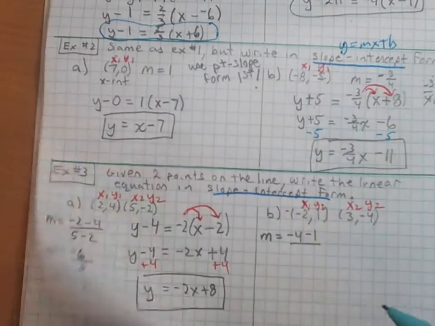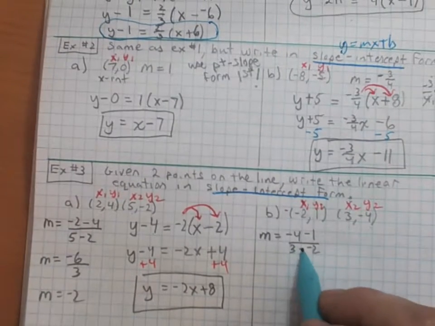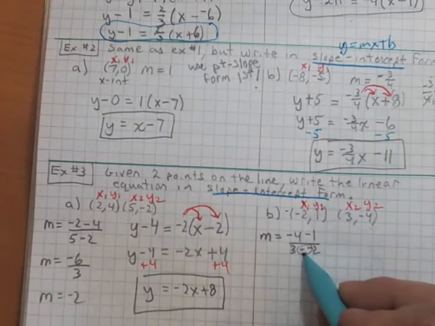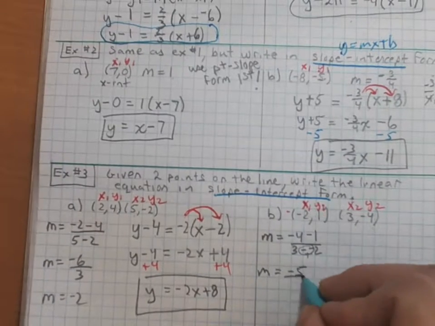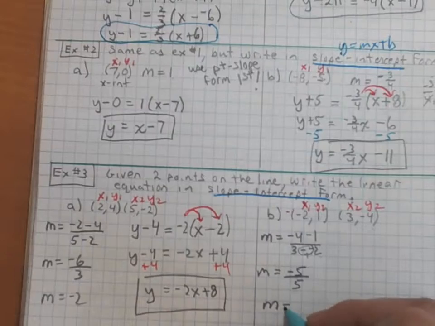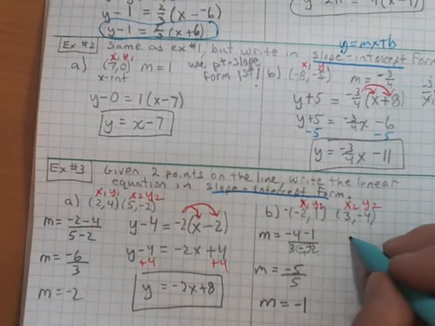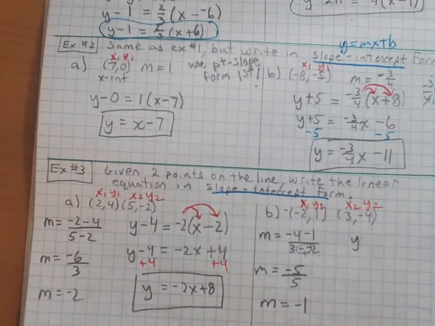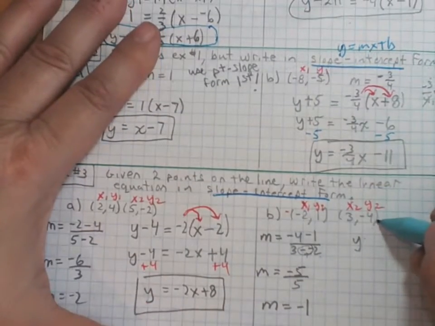3 and negative 2, we're going to subtract those. 3 minus negative 2, oh, double negative, so that'll become a plus. 3 plus 2, right? And so m equals negative 5 in the numerator, 3 plus 2 in the denominator is positive 5, so my slope is negative 1. Point slope form, y. Okay, which point should I use? It doesn't matter. You can use either one. Just for fun, let's use the second one, okay?